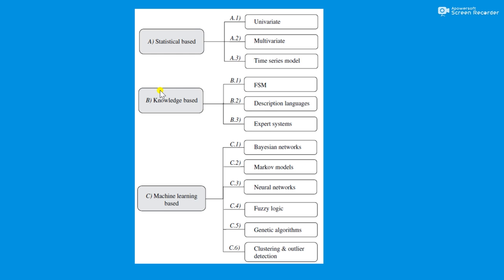Here in this diagram, further categories of each of these anomaly based detection schemes are given. Statistical is further categorized as univariate, multivariate, and time series model. Similarly, knowledge based can be FSM, description language, and expert system, and then machine learning based can be further categorized into different types like Markov models, neural network, fuzzy logic, etc.